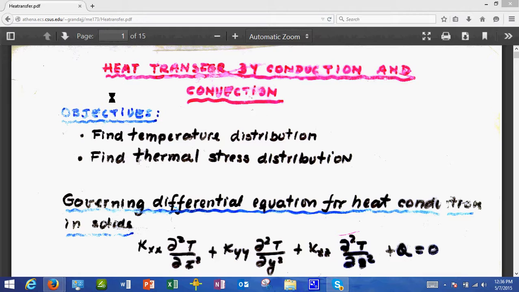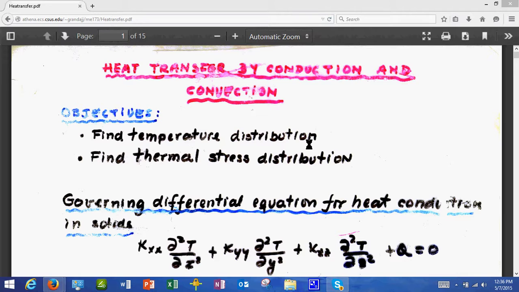So let's look at the objectives. What is the objective here? Let's look at the heat transfer by conduction and convection. We want to find the temperature distribution, obviously, on a device, a part, or just any model that we create in 2 or 3 dimensions. We want also to find the thermal stress distribution.